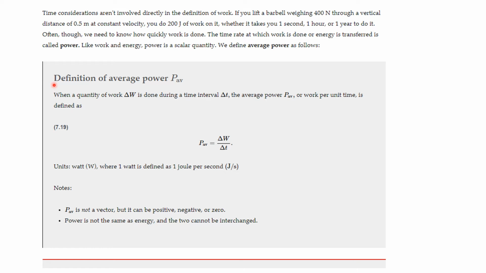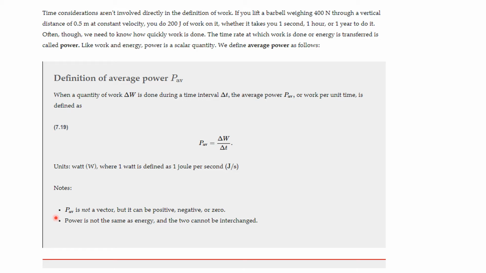The definition of average power, P sub average, is defined this way. When a quantity of work delta W is done during a time interval delta T, the average power P sub average, or work per unit time, is defined by P sub average equals delta W over delta T. The unit for power is a watt, W-A-T, abbreviated capital W, where 1 watt is defined as 1 joule per second. So a watt is a joule per second.